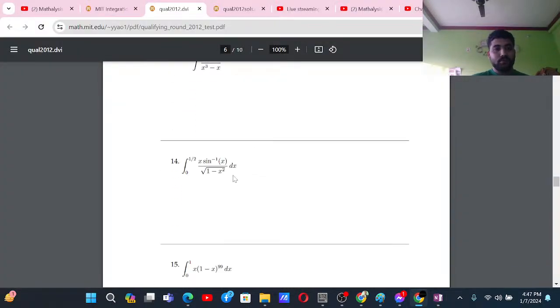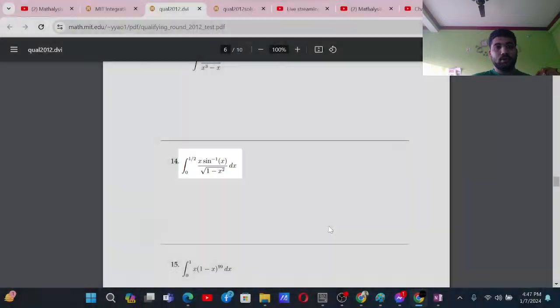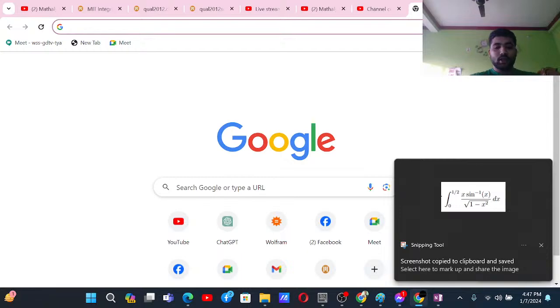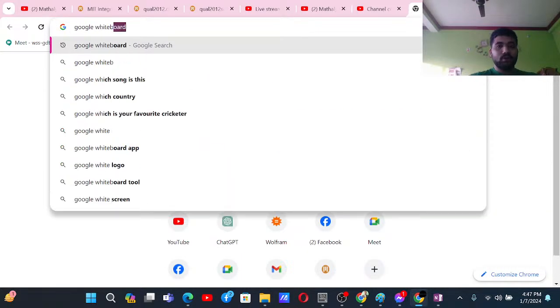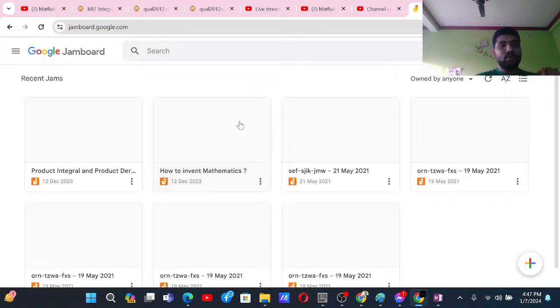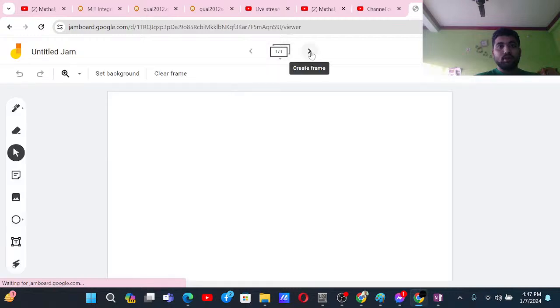Now this problem is not that hard anyway. If OneNote is not working, I can use Google Whiteboard, which is Jamboard, to solve these problems, I guess, because that will not create such problems.